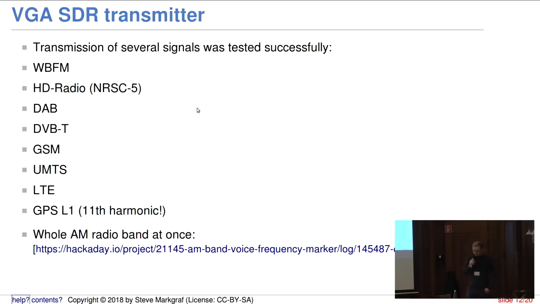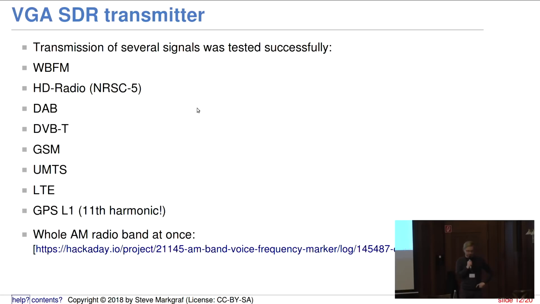So they're using the harmonics of the DAC. You can transmit quite a few standards without problem, at least if you are within a couple of meters of the device. So of course, wideband FM, which is probably the easiest, with HD radio. There's also a GNU Radio block for that. DAB and DVB-T works, and GSM as well, with samples generated by Osmo TRX, UMTS and LTE.